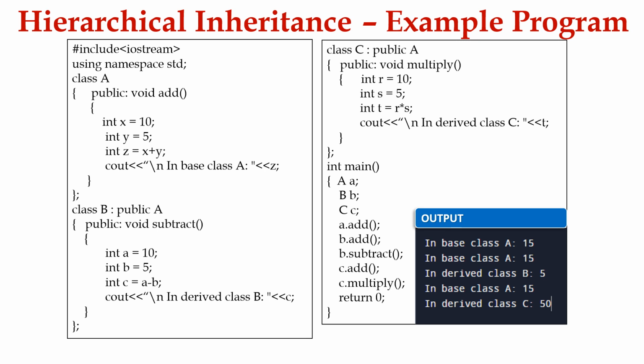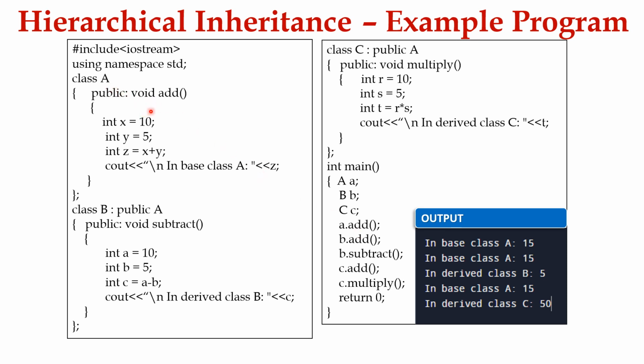Now let's see the execution of the program, and we all know that execution starts from the main function. We have created the objects small a, b, and c for the classes A, B, C respectively. Next, a dot add(). So using class A object small a, we are accessing the function add which is available in class A. Now control is transferred to the add function available in class A.